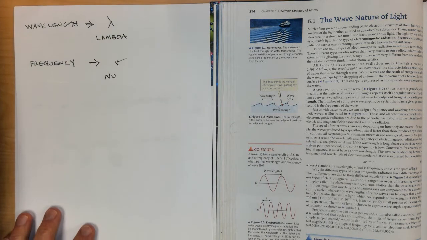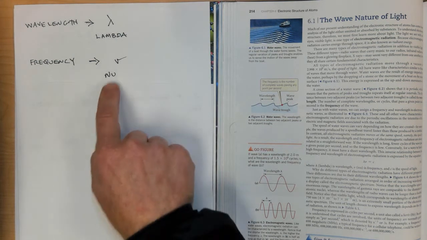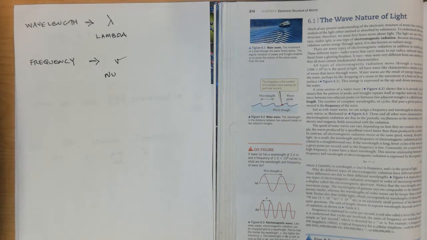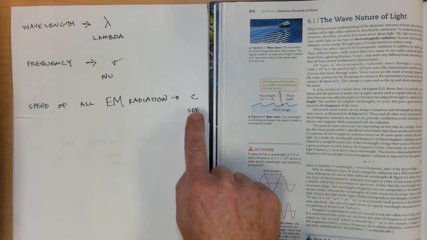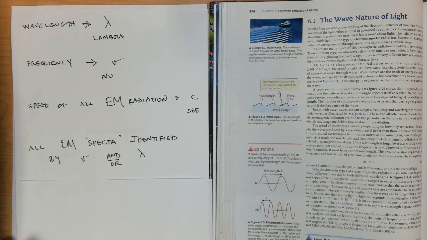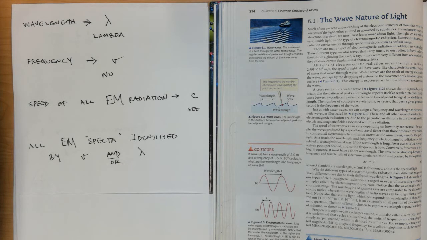Wavelength is symbolized by the Greek letter lambda. Looks like this. Frequency is symbolized by the Greek letter nu, N-U, and it's like a little V-shape with a little hook on the end. The speed of electromagnetic radiation, 3 times 10 to the 8th, is symbolized by the letter c. You can relate all 3 of these in an equation. And all electromagnetic radiation is identified by its frequency and or by its wavelength.